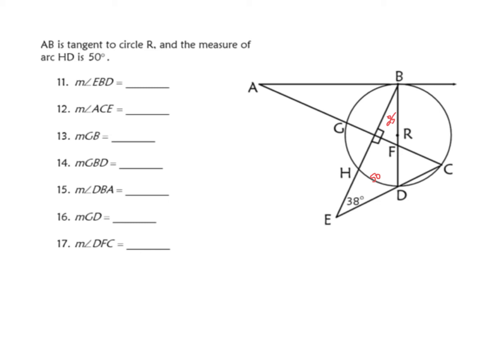Then I'm also seeing this triangle EBD. So triangle EBD, I now have 2 of the 3 angles. So I can solve for this large obtuse angle at D here. So if I take 180 minus 38 minus 25, I get 117. And then I also have a linear pair there at D. And if I take 180 minus 117, I get 63.